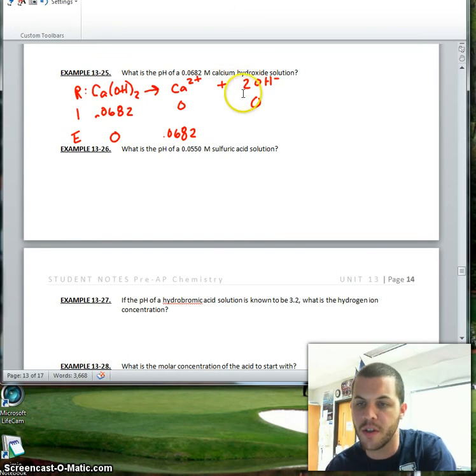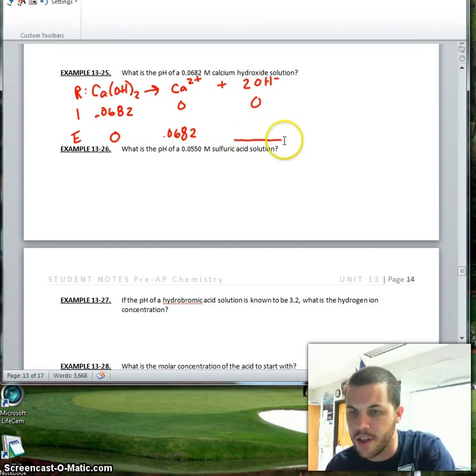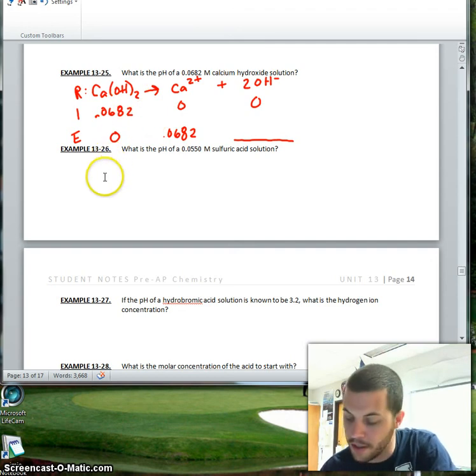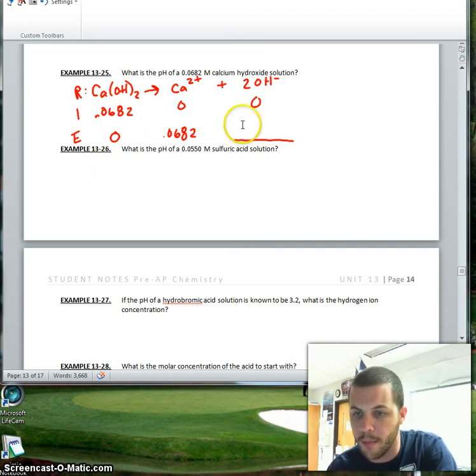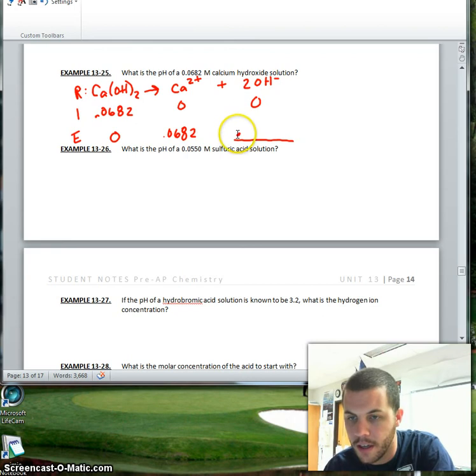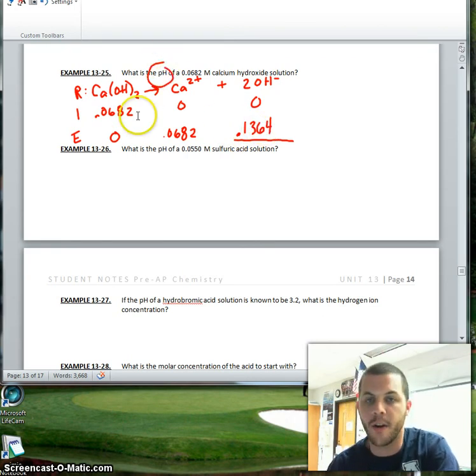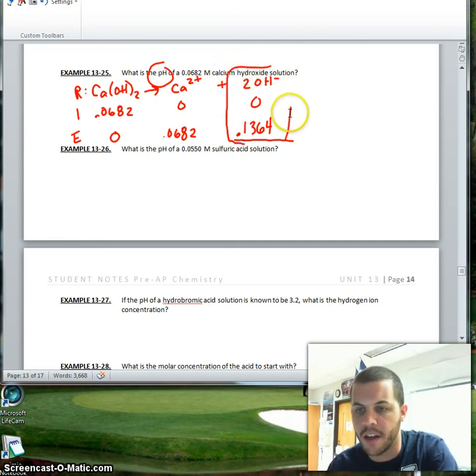Well, this now is a 1 to 2 ratio. So if this is 1 to 2, I know that this concentration right here is going to be double what my initial concentration was. So when I double this, I get 0.1364. Well, remember, I'm still looking for the pH. I don't have enough information right now to find the pH, but I do have the hydroxide ion concentration.